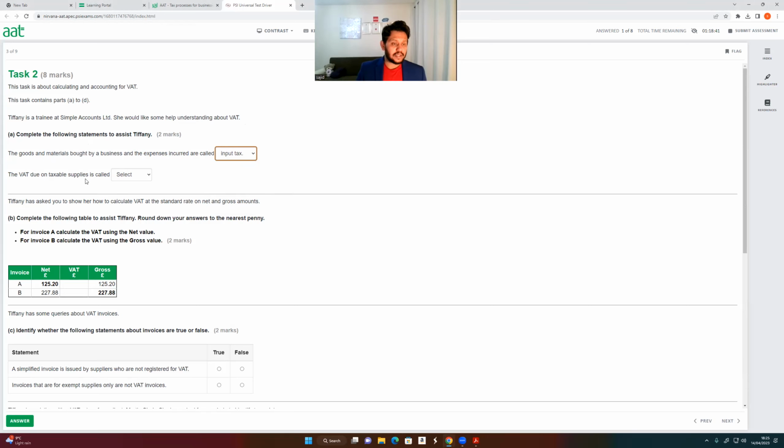VAT due on taxable supply is called output tax. So if I need to pay the VAT, it is output tax, VAT on sales. If I need to claim the VAT back from HMRC, it is input tax, VAT on purchases.